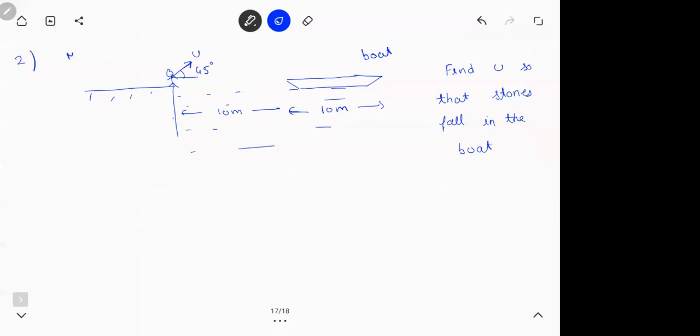Okay, so the man is throwing stones at an angle of 45 degrees. The angle is fixed, but the speed can change. The man is standing on the edge of the cliff and throwing stones with speed u at an angle of 45 degrees. So what should be the value of u so that the stones fall in the boat?